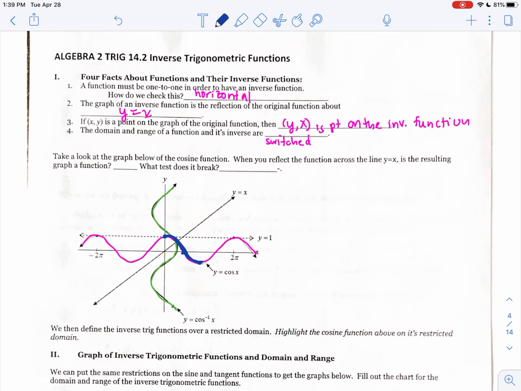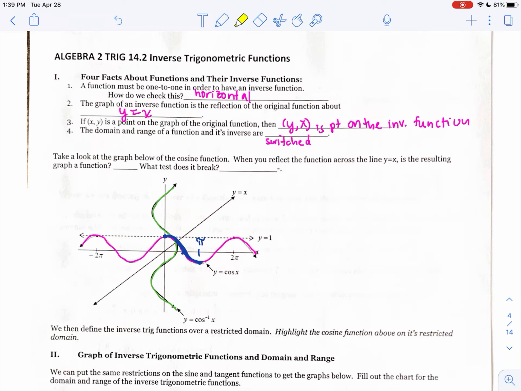So if you were to trace this portion out and then ignore the rest of the pink graph, but just look at that piece of the function from 0 to pi, would the horizontal line test pass just that piece of the function? So if I were to pass the horizontal line test through that blue part, it does pass that, which means that the inverse for that blue part does exist.